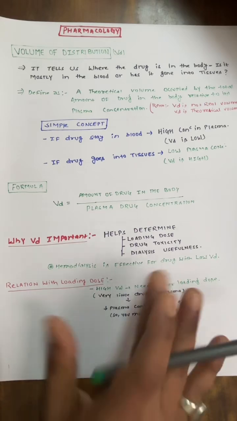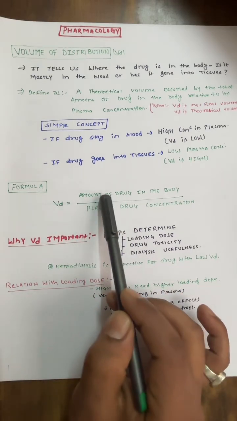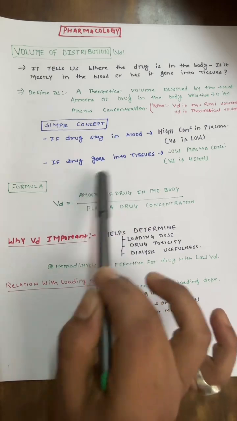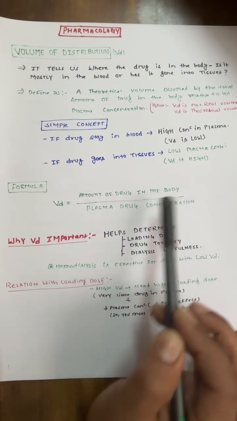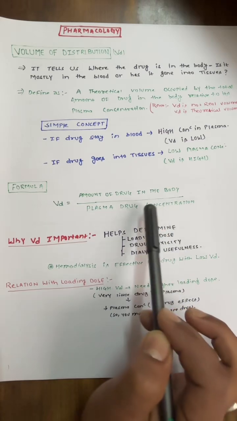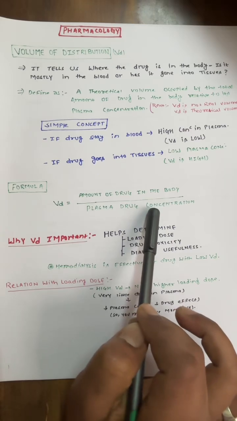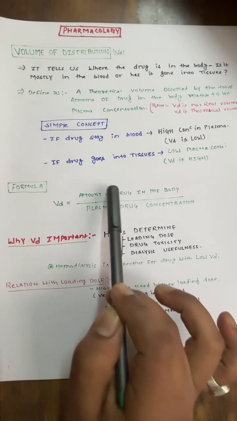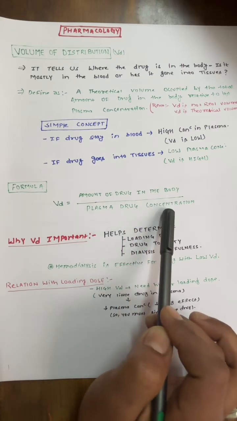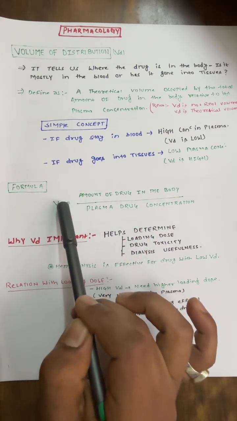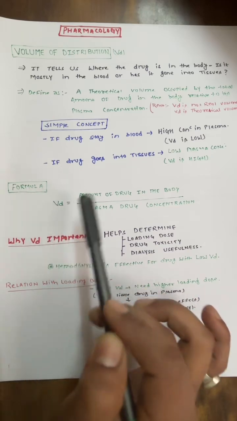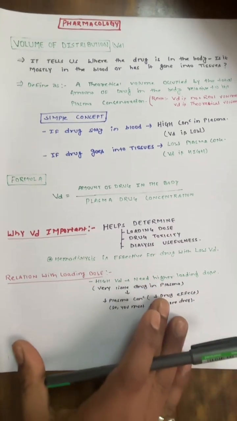Now talking about its formula, VD equals the amount of drug in the body, whatever amount of drug is present in the body, divided by the plasma drug concentration. What amount of drug is present in the plasma or in the blood? If you divide the total amount by the plasma drug concentration, it gives the volume of distribution, or how much the drug has been distributed into the tissue.